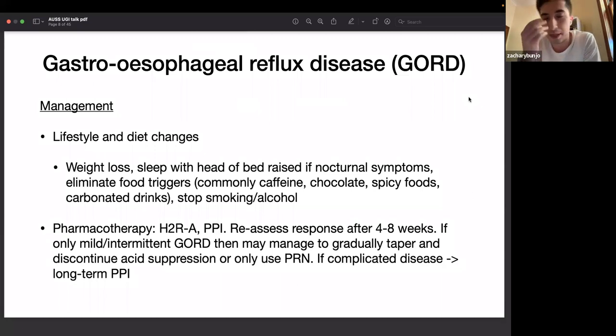The aim there to minimise PPI use in patients with pretty minimal symptoms is obviously to minimise pill burden. Whilst the risks of PPIs are small, they aren't without complications and side effects.